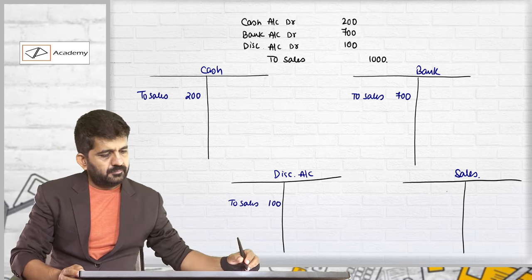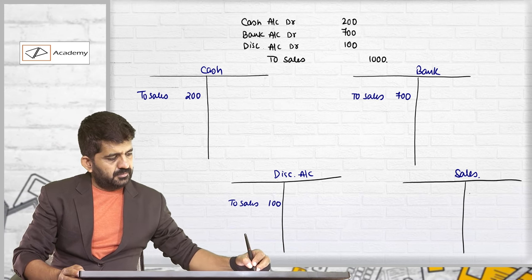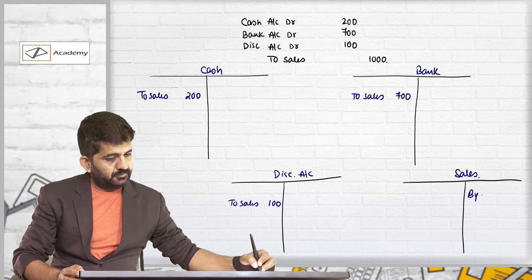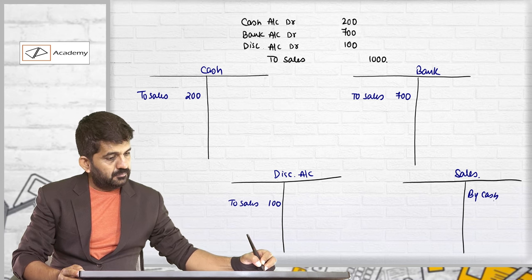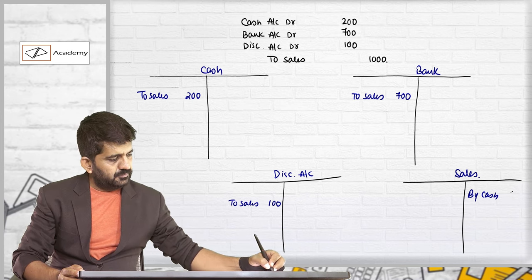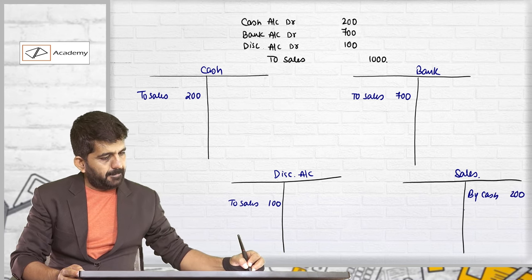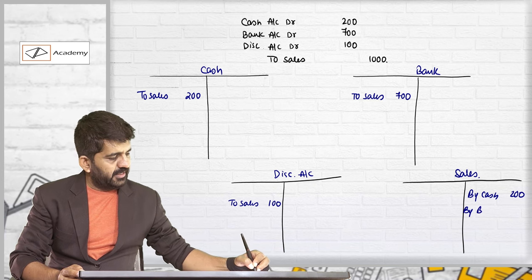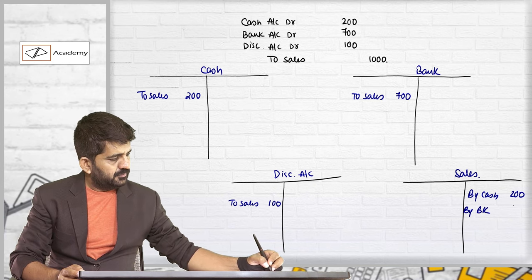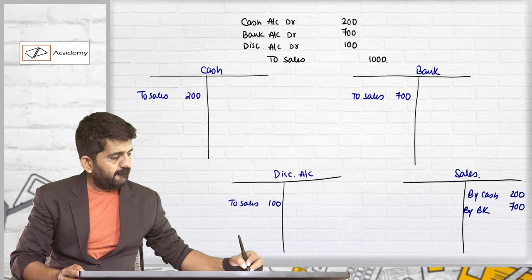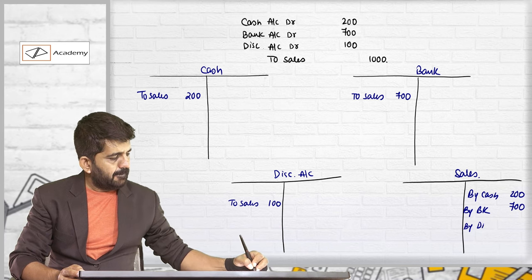Sales account. Credit side. Cash account, 200. My bank, 700. And my discount, 100.